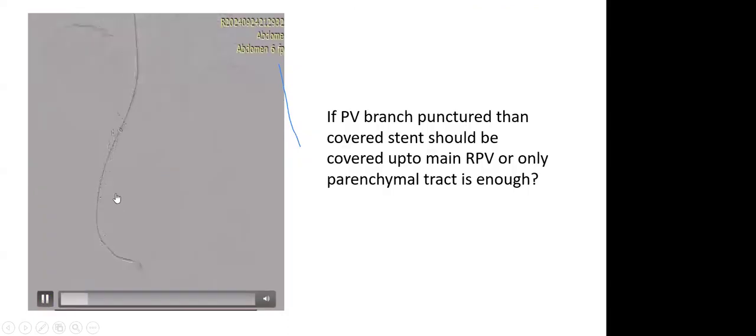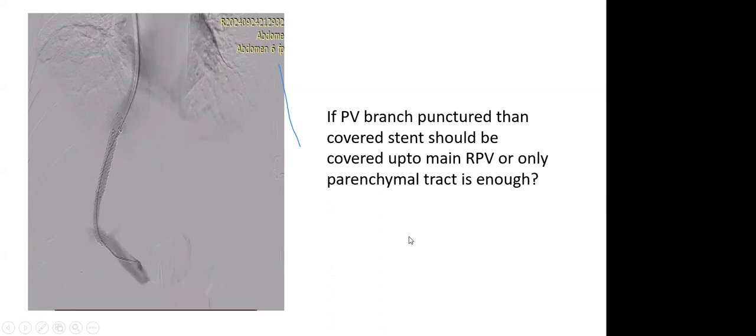If you see the last image, here you can see this is 10 mm because we have dilated it. This one remains 7 mm because it is self-expanding. This is the 10. So should I cover this covered stent up to this level, or is the parenchymal tract only enough?